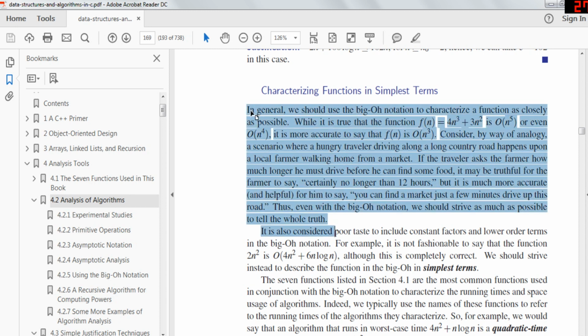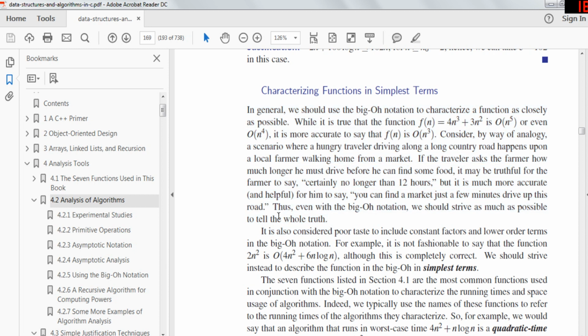Alright, so what does this mean? This paragraph is just saying that you want your equation for your big O of n to be as true as possible, as close to the actual function as possible. Because if you say anything larger, like in the case of the farmer saying the drive will take no longer than 12 hours, that's not going to help people at all. It's more accurate to say it will take a few minutes to drive up the road. That's the reason why we use big O notation: you want to tell as much of the truth as possible.